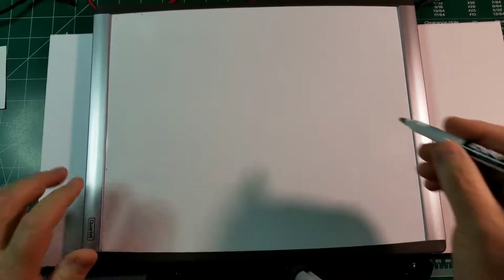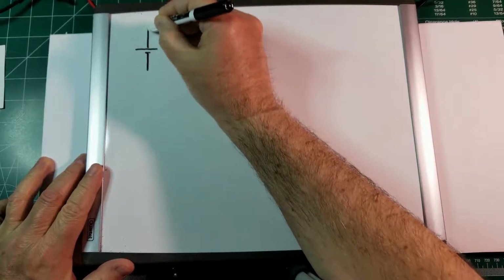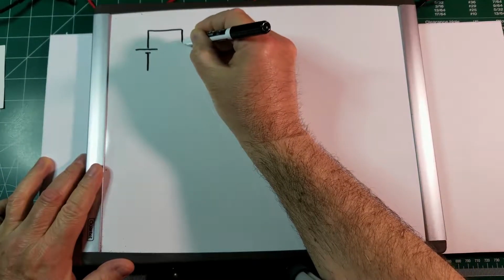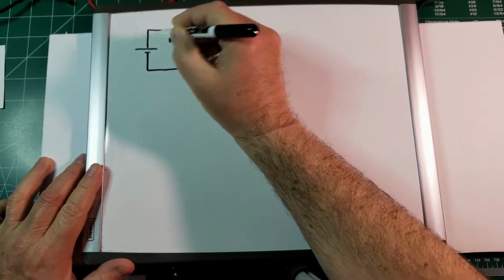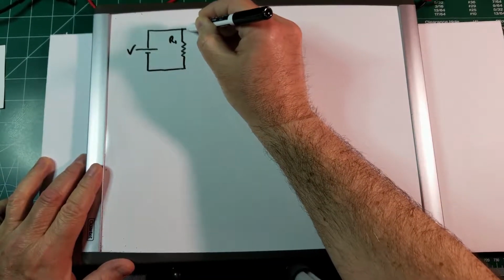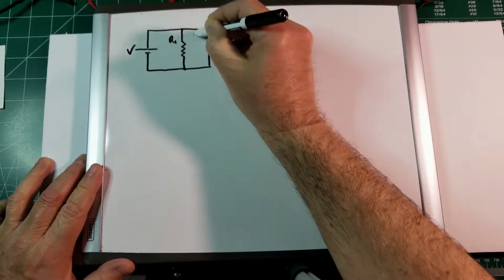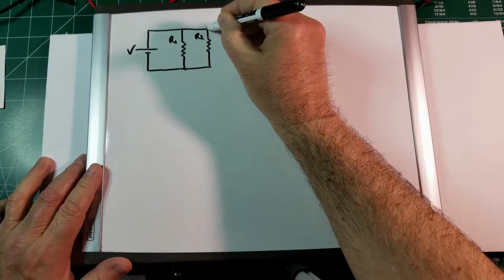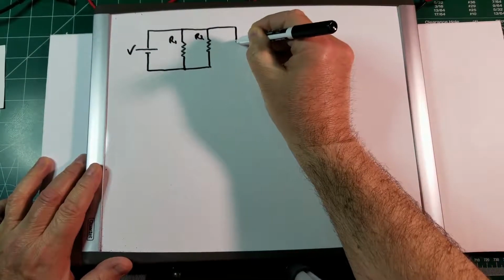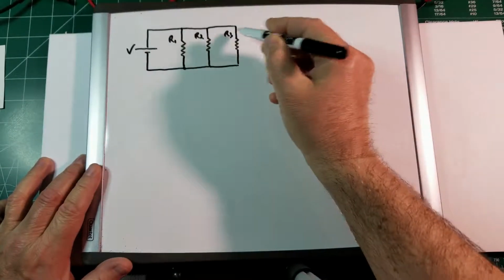I'm going to draw now a different kind of circuit where this time all the resistors receive the same amount of voltage from the power supply. So I'm going to put a resistor over here, R1, which receives the voltage V, and then another resistor here, which I'm calling R2, and which receives again the same voltage from V, and another resistor here, R3, which again receives the same voltage from V.